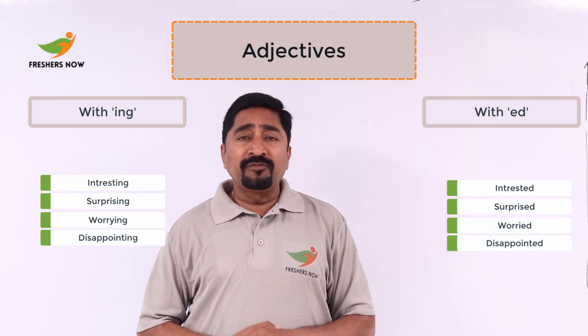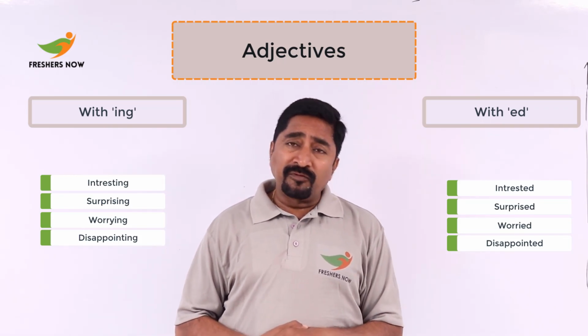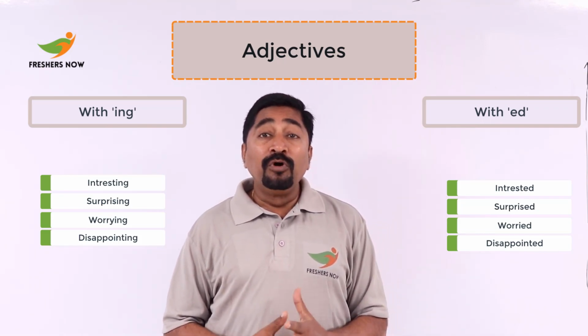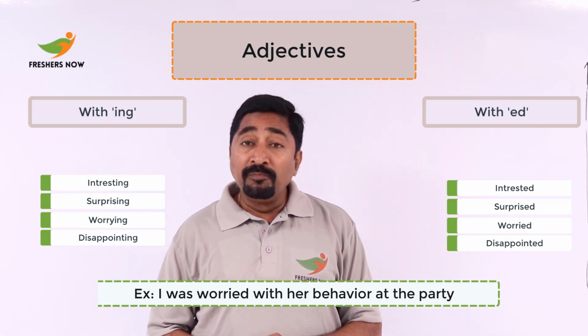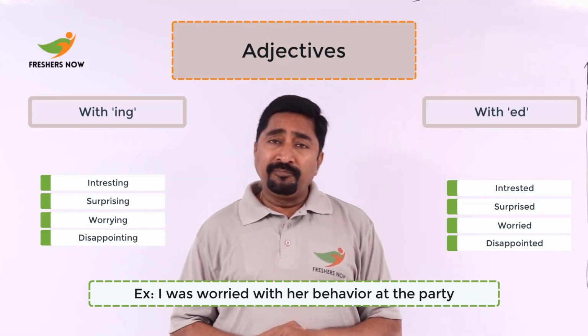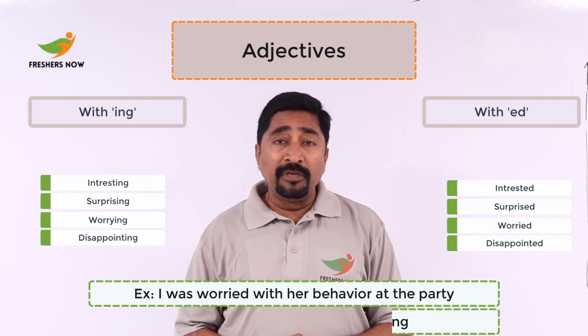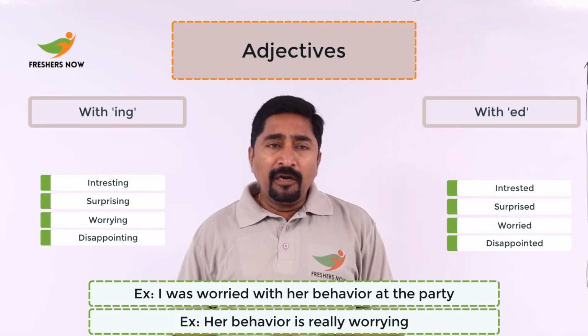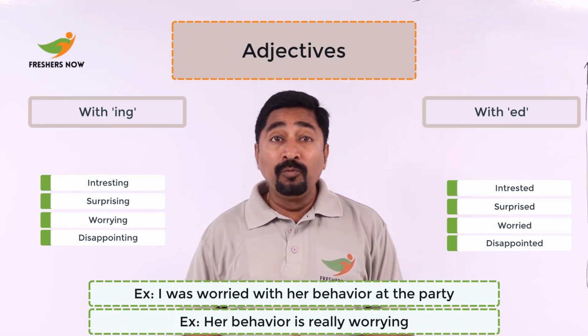Now, how do we use them? How do we bring them into use? If I have to speak about the cause, I was worried with her behavior at the party. Her behavior is really worrying.